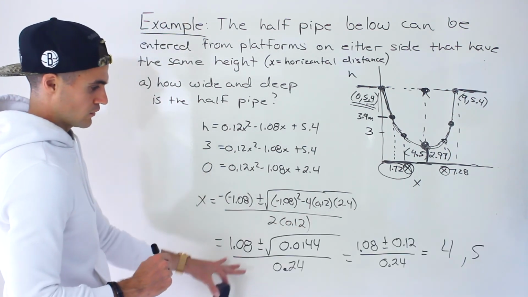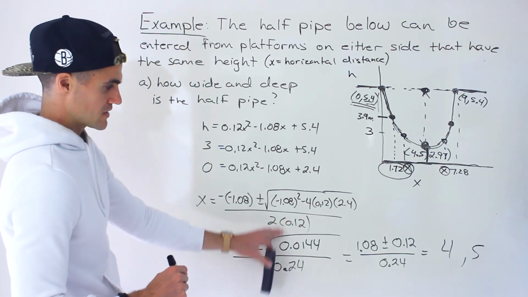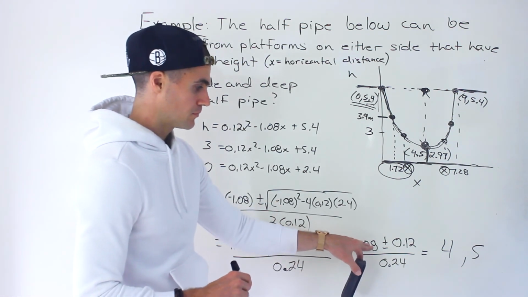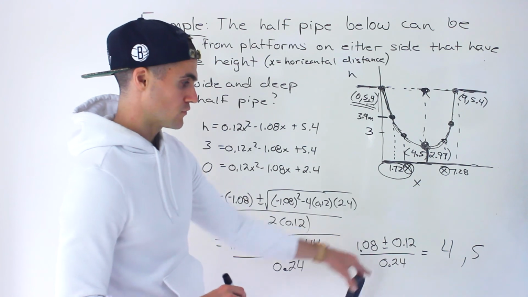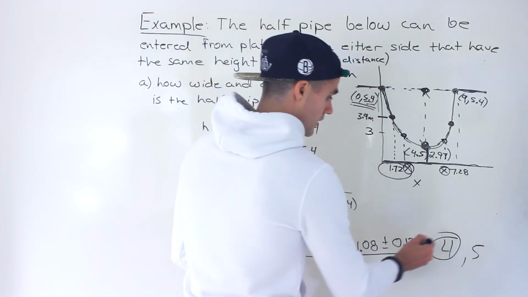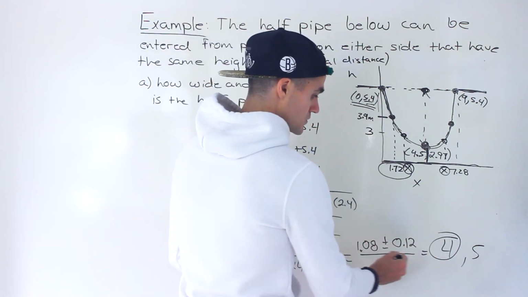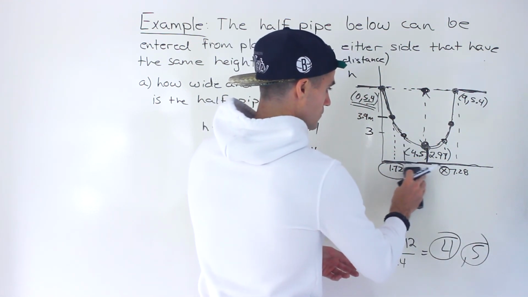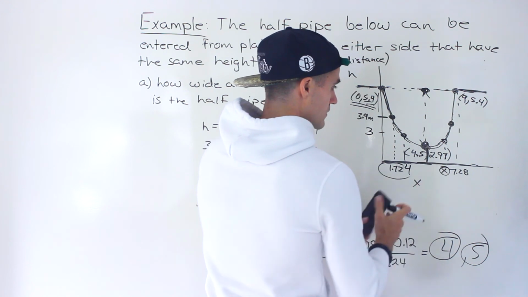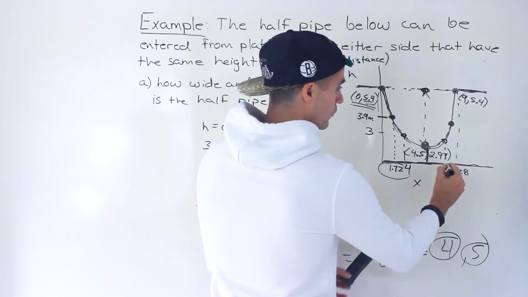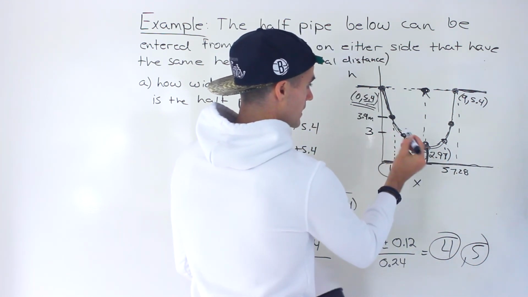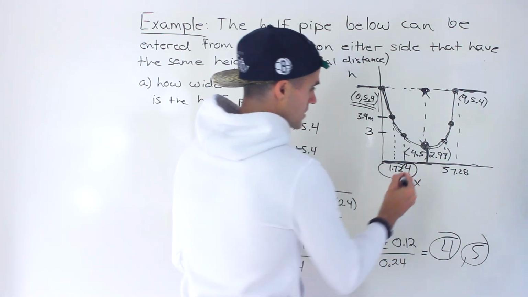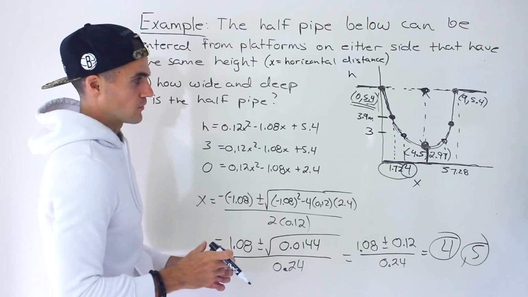And when you do all of the algebra here, you'd end up with this under the square root. When you do all this, you'd end up with this, and then 1.08 minus 0.12 over 0.24 would give us 4. 1.08 plus 0.12 divided by 0.24 would give us 5. So this x value would be 4. This x value here would be 5. Both of those x values would give us that height above the ground of 3 meters. And we would just focus on that first x value right there.